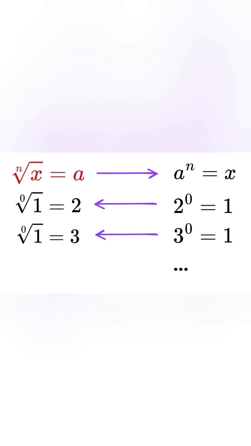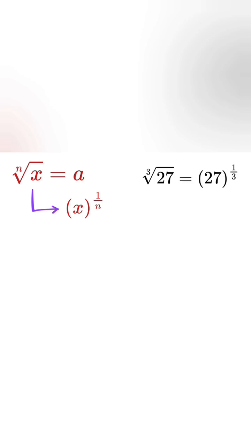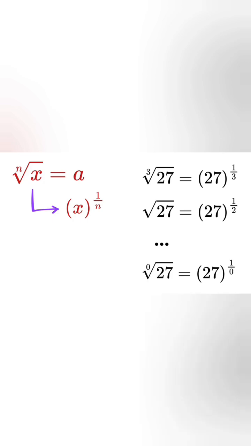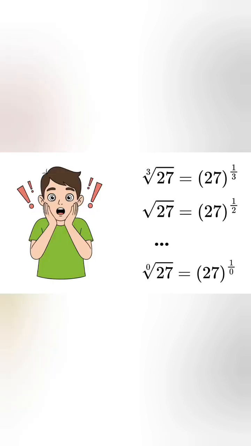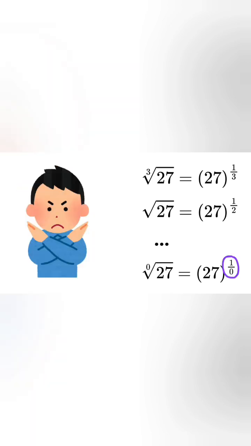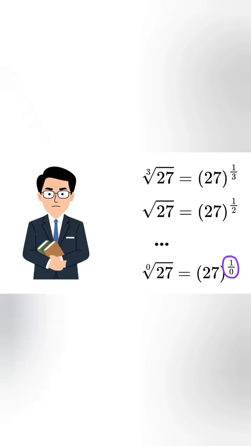But instead of giving up, let us look at the idea from another angle. Any root can be rewritten as a fractional power. For example, a cube root is the same as raising a number to the power 1 divided by 3, and a square root is the same as raising a number to the power 1 divided by 2. Following this pattern, a zeroth root would mean raising a number to the power 1 divided by 0. This is exactly where the problem appears, because dividing by 0 is not allowed. That is why teachers strongly warn against this idea.